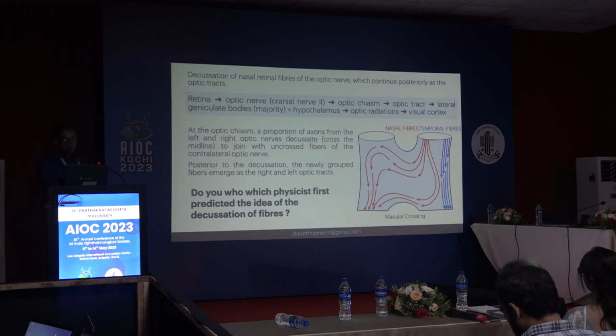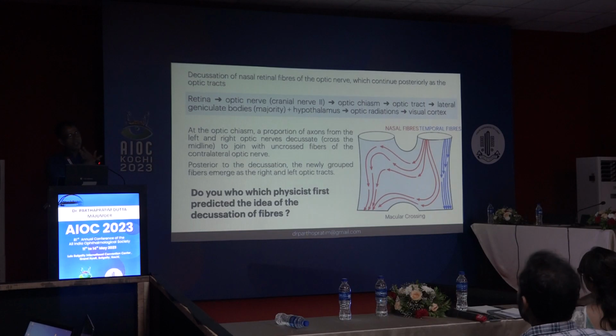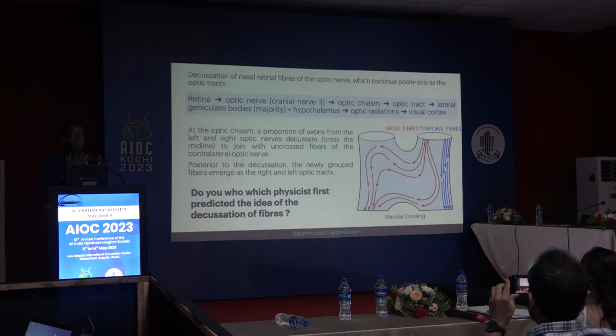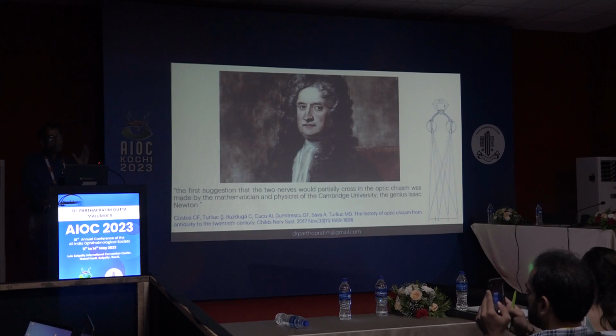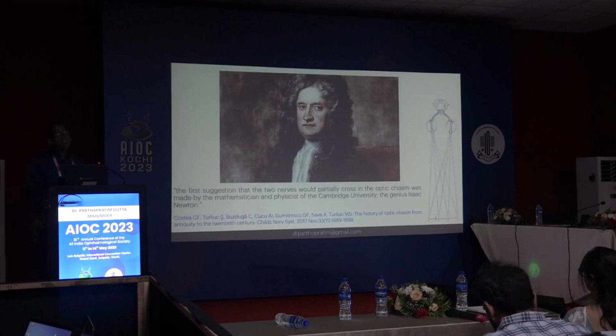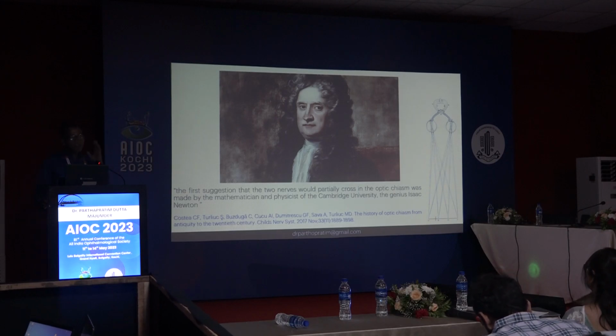Now, I want to ask you a very interesting quiz question. Do you know which physicist first predicted the decussation of the fibers in our brain? Anyone? One person who first thought that there would be decussation of the fibers. That's how we can see. So he was none other than Isaac Newton. Isaac Newton first gave the idea that decussation of the fibers happens. So how powerful it is. One physicist who had no idea about ocular anatomy predicted, just on the basis of his physics knowledge, that there will be decussation of some of the optic fibers. That's why our visual field is like that.